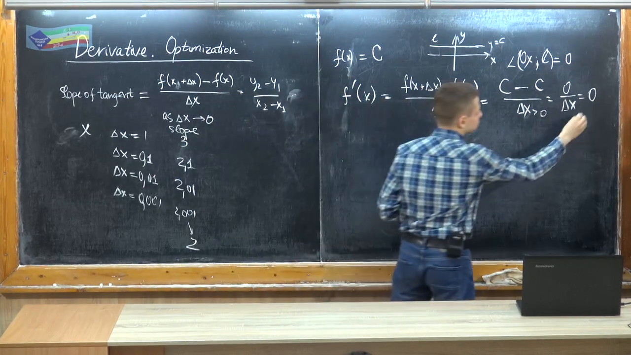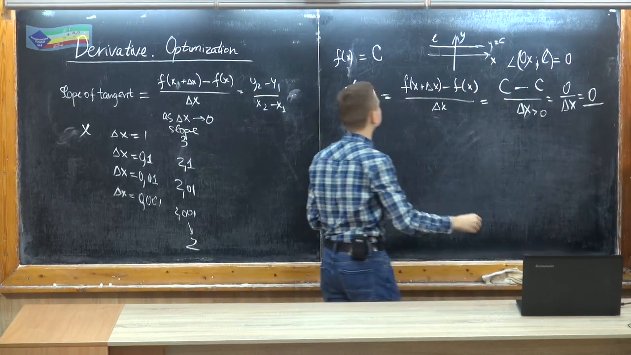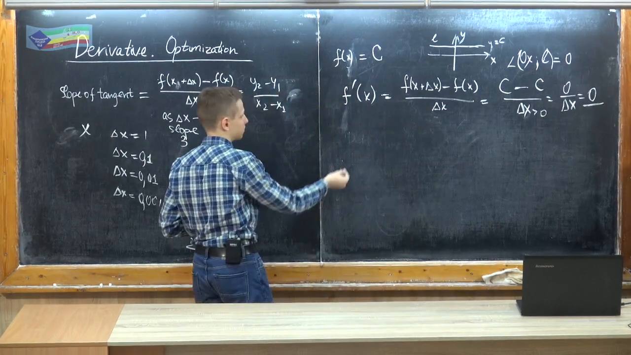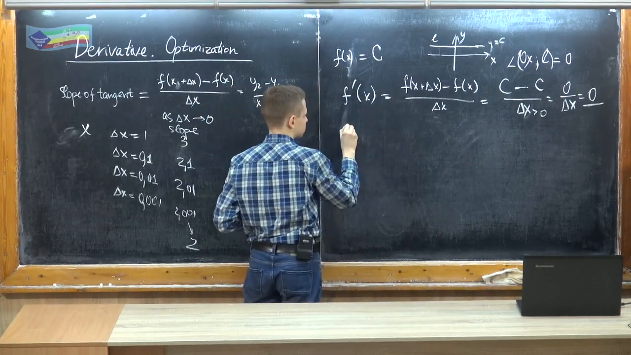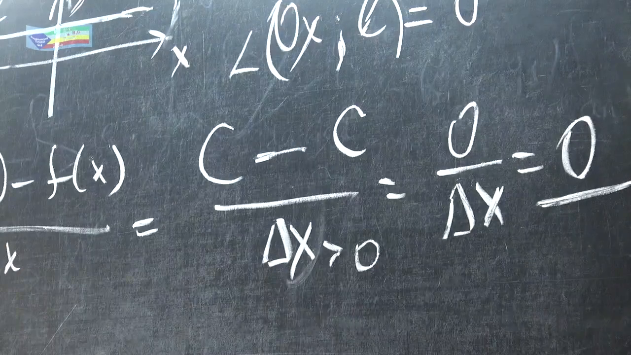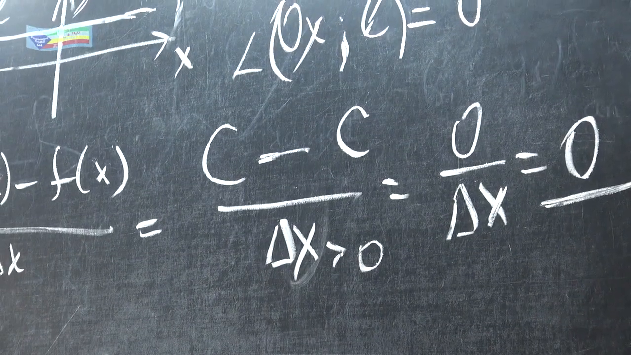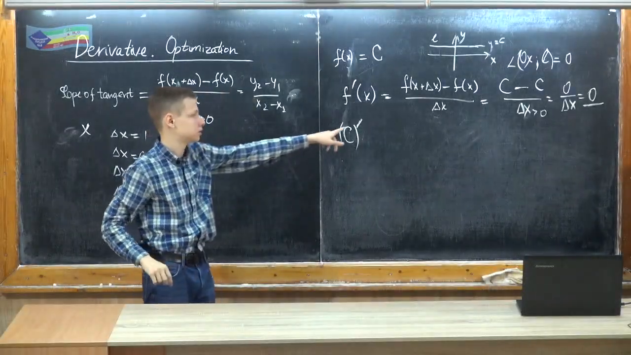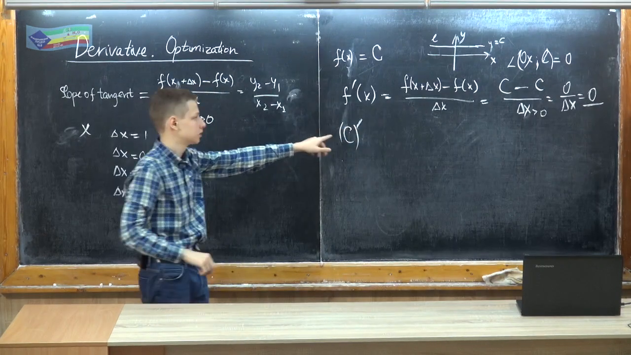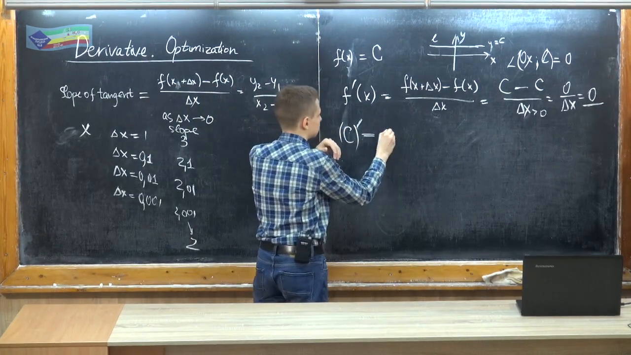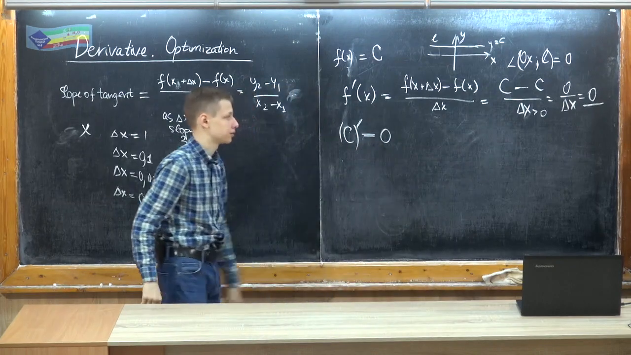So now this fact can be written as, this is our constant. We use the same symbol, apostrophe, and we can write that this derivative is equal to 0.